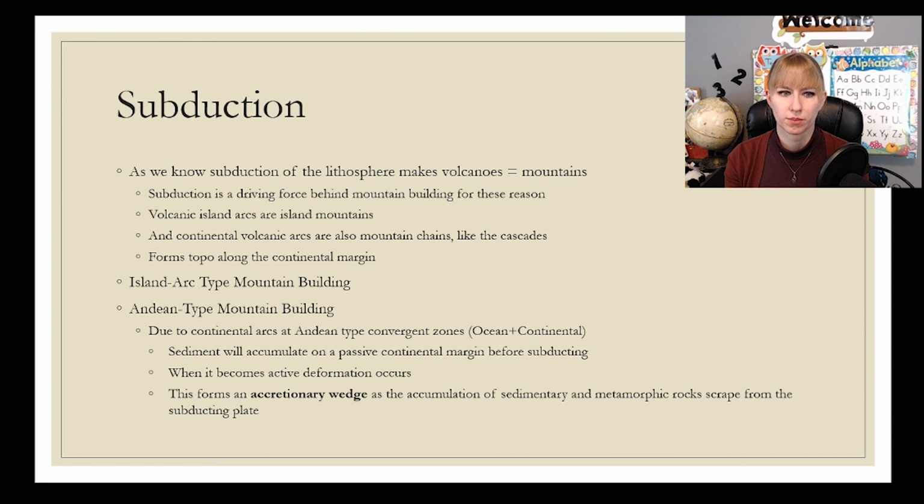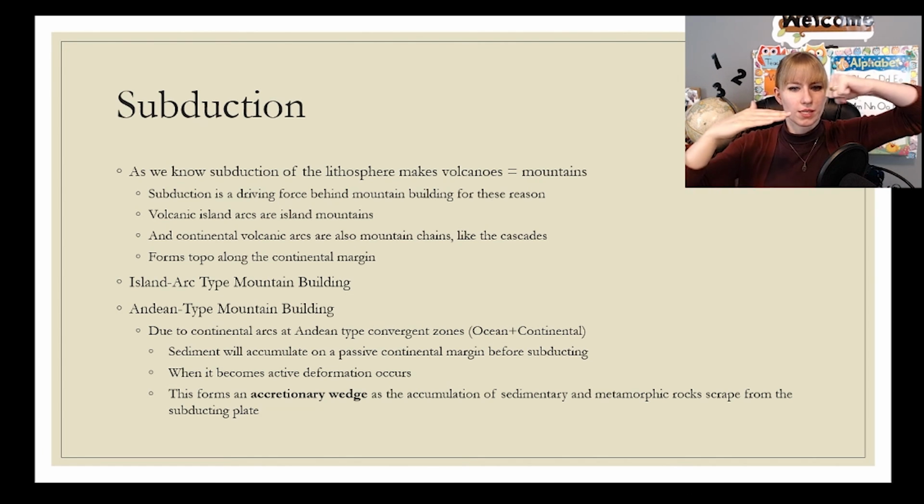Island arc type mountain building is when you have mountains forming through volcanic activity, such as the emplacement of plutons that are uplifted and the accumulation of sediment from the subducting plate, which is what we get, such as accretionary wedges. And then we have Andean-type mountain building, which is due to continental arcs and Andean-type convergence zones, oceanic versus continental.